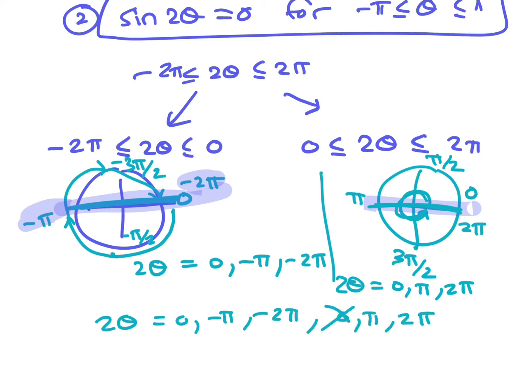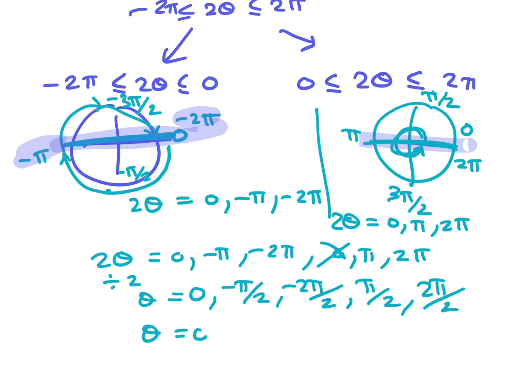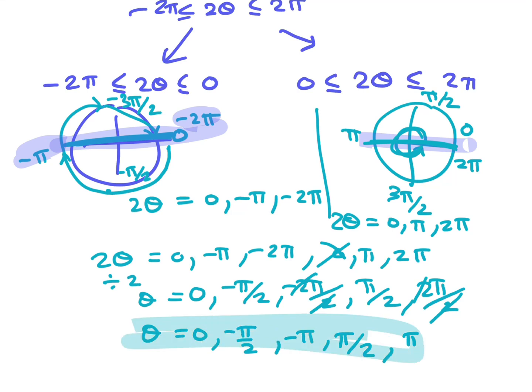Now we don't need to write the 0 twice, but if we divide everything by 2, we'll get 0 on 2 is 0, minus pi on 2, minus 2 pi on 2, pi on 2, and 2 pi on 2. So just putting the 2 down the bottom, so it's 0, minus pi on 2, minus 90. 2's go out, minus pi, pi on 2, 2's go out, and you end up with the pi. And yeah, that's your solution.